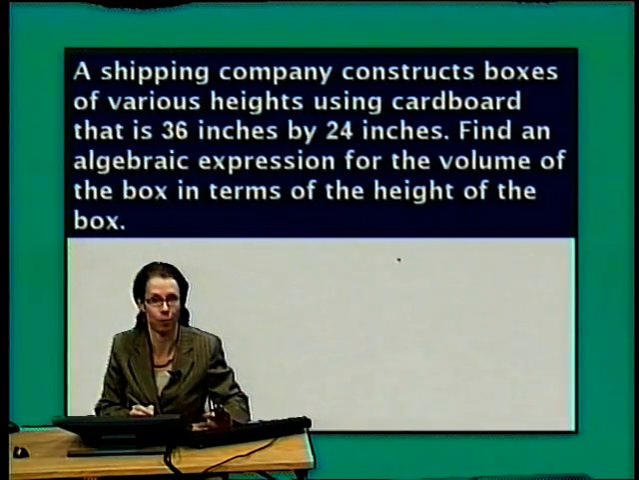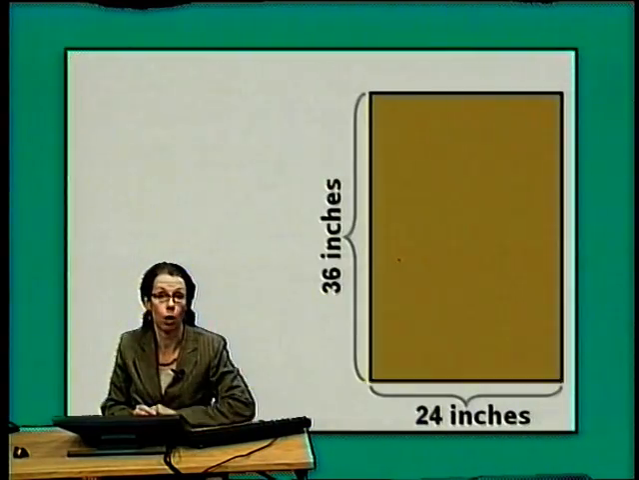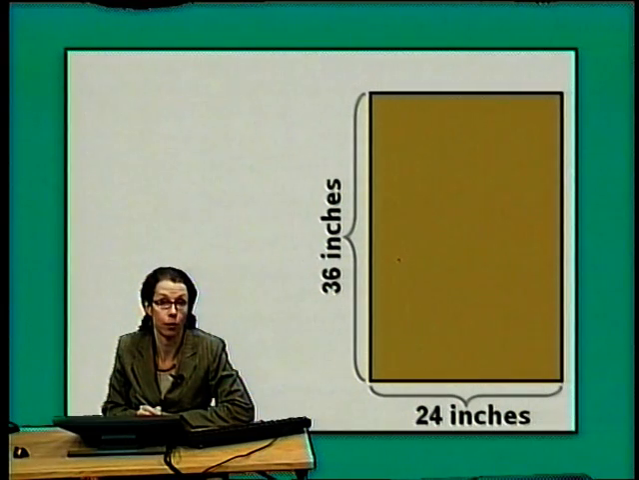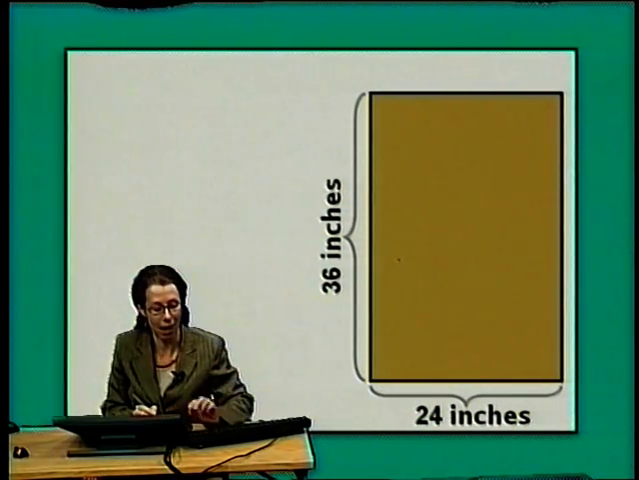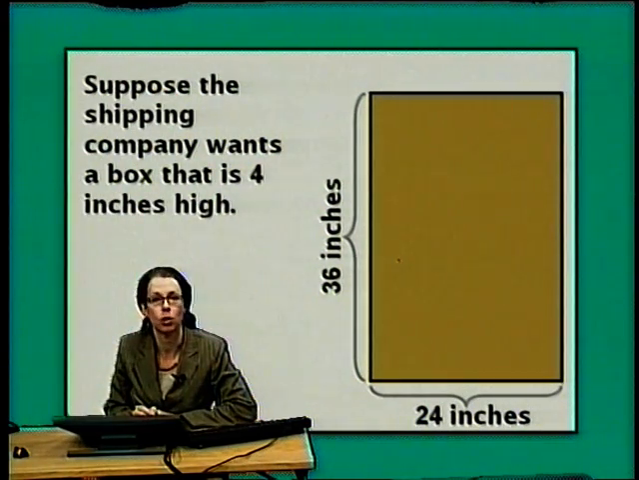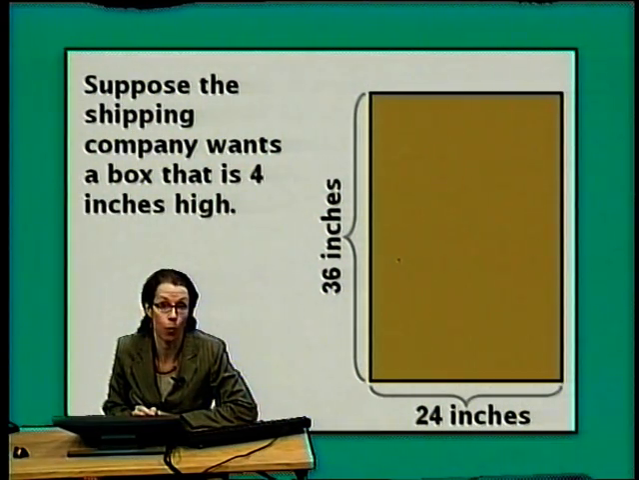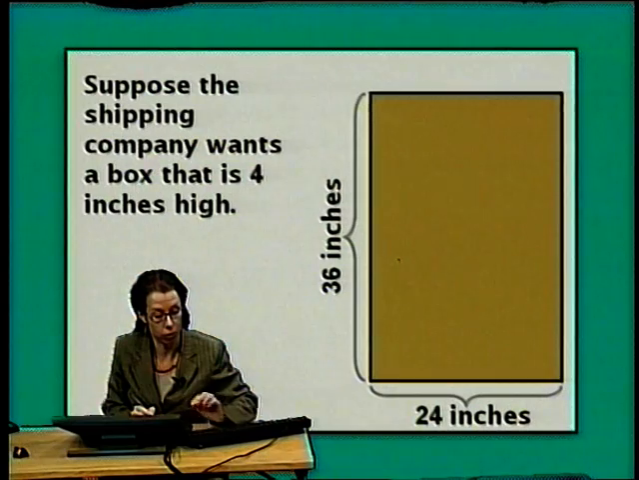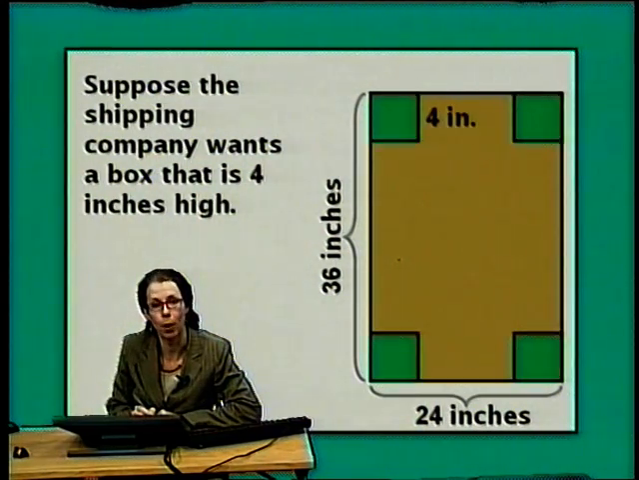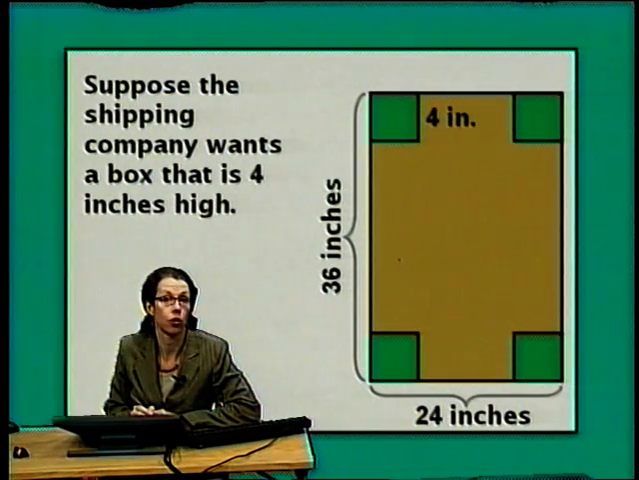Let's draw a picture. We're going to start with our piece of cardboard. Our cardboard is 24 inches by 36 inches. Now, how are we going to get a box out of this? Let's suppose the shipping company wants a box that's 4 inches high. What they could do is measure off squares in each corner. The size of the squares would be 4-inch squares.